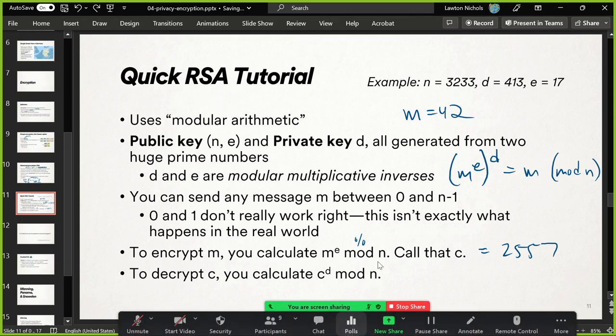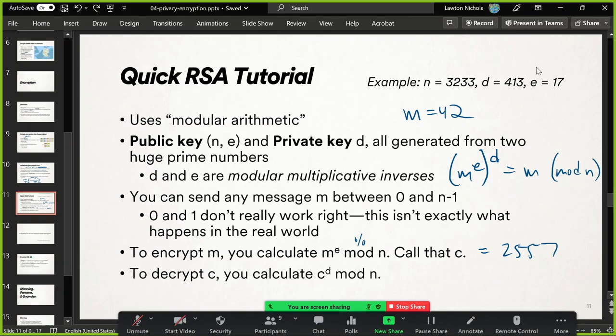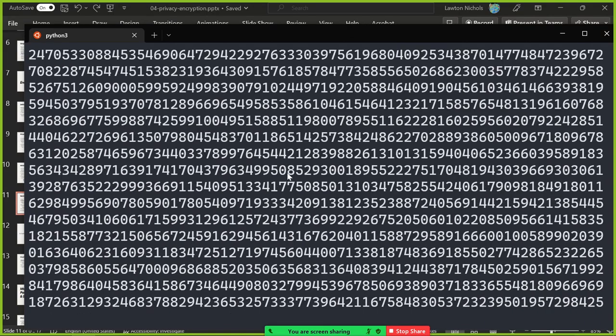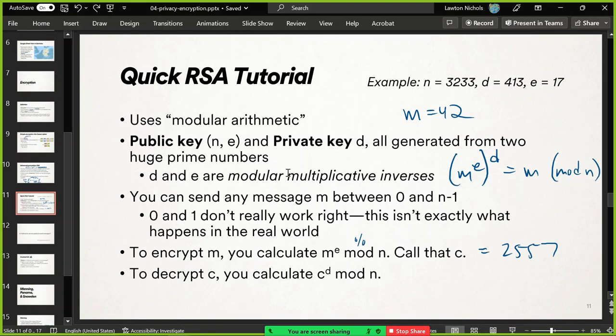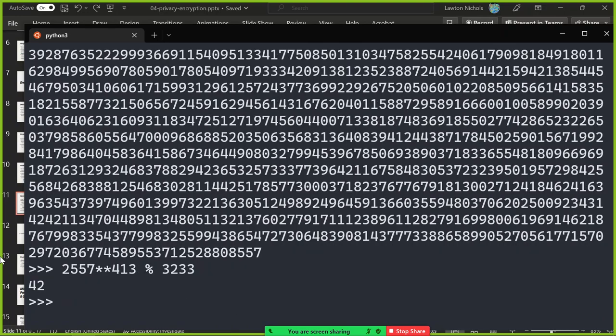So to decrypt your encoded message, called a ciphertext, you calculate that number that they send you to the power of your private key and take mod n again. So 2557 to the power of 413 is this giant number that doesn't even fit on my screen. So you have to do that. And then it's very efficient, very powerful, hard to crack. And then you do mod n again, so mod 3233, take the remainder. And what do you know? This giant number, when you divide by 3233 and get the remainder, you get your 42 right back.